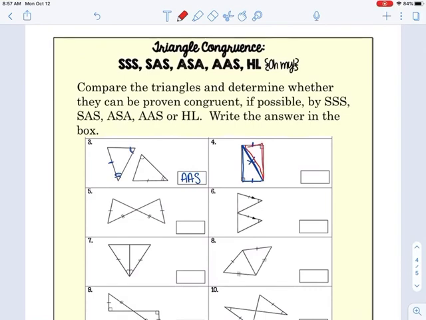Okay, and my red triangle, I have the hypotenuse and one leg. So that one's going to be hypotenuse leg.